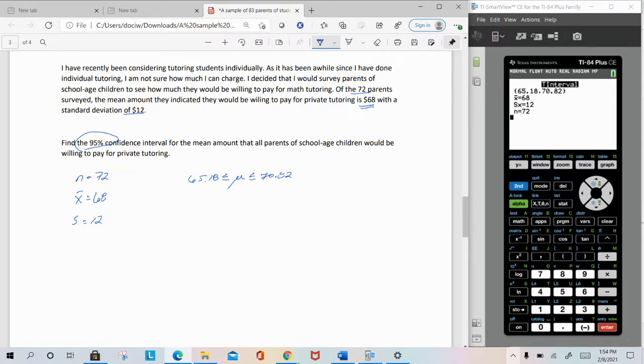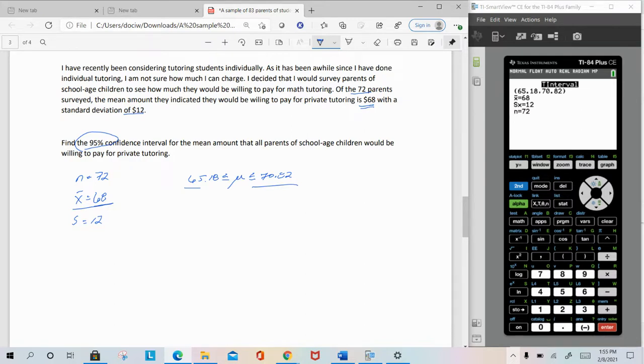70.82. So what this tells me is the sample mean of the 72 parents I sampled is that they'd be willing to pay about $68 an hour. And the amount that I would project with 95% confidence that all parents would be willing to pay is somewhere between $65.18 and $70.82. I'd call it somewhere between $65 and $71 if I was rounding that.